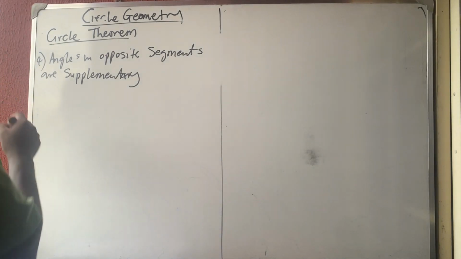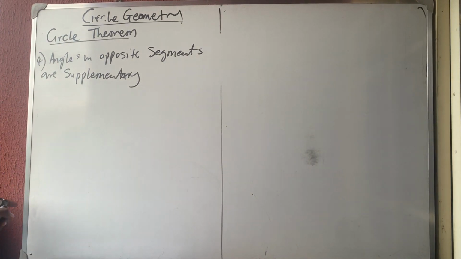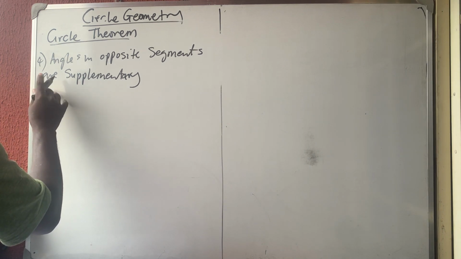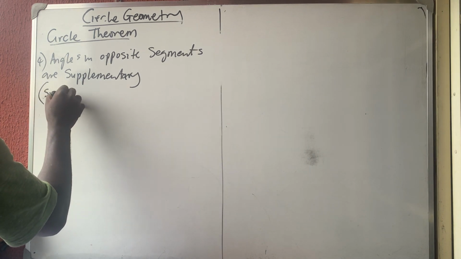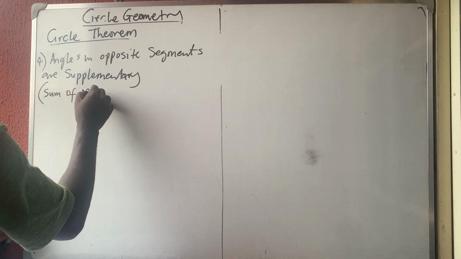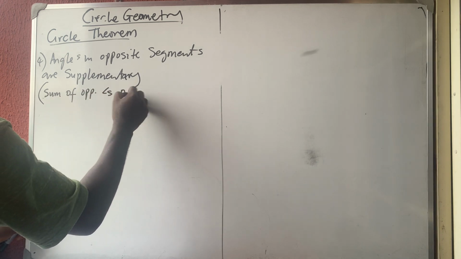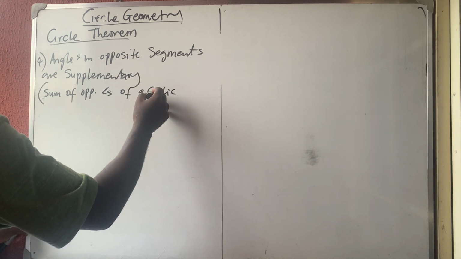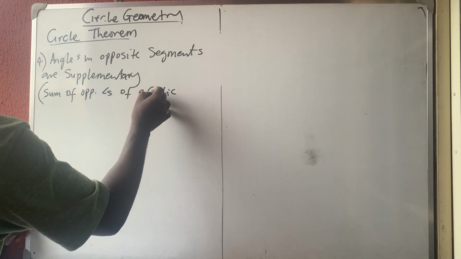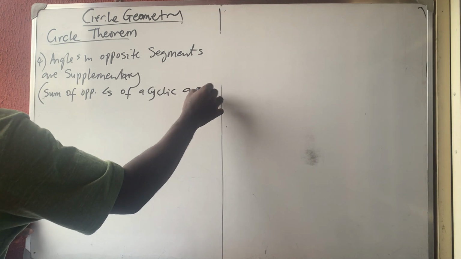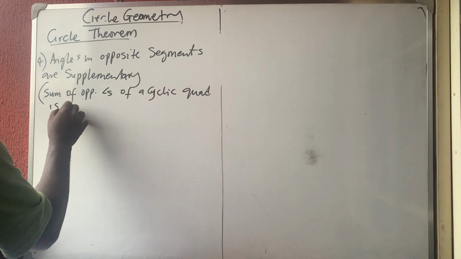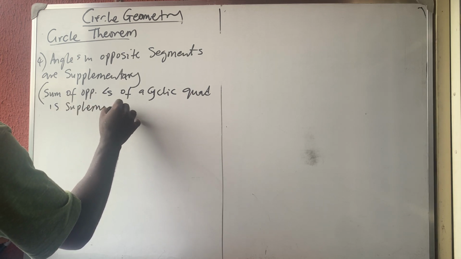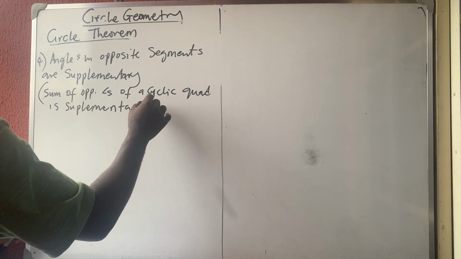In other words, we call it opposite angles of a cyclic chord. In other words, you can call it the sum of opposite angles of a cyclic quadrilateral is supplementary. It must be a cyclic quadrilateral, which is a cyclic chord. I hope you know what supplementary is. Supplementary means they are equal to 180.